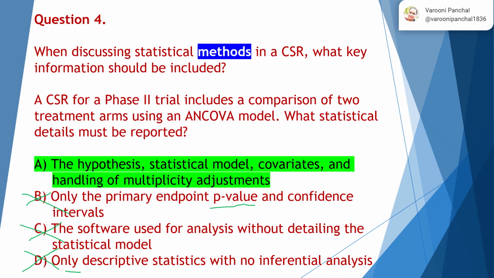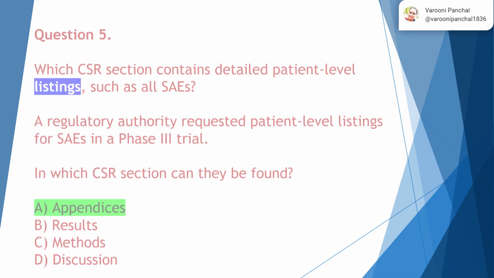So the correct answer is whenever we are discussing statistical methods in a CSR, the key information that should be included would be the hypothesis, statistical model, covariates and handling of multiplicity adjustments. So the correct answer is A.